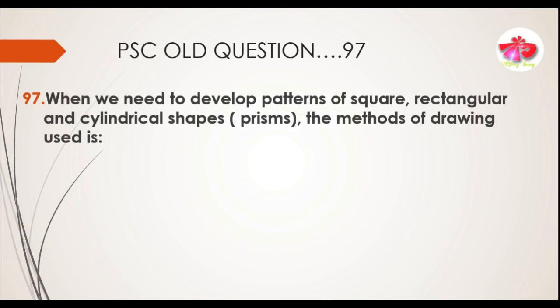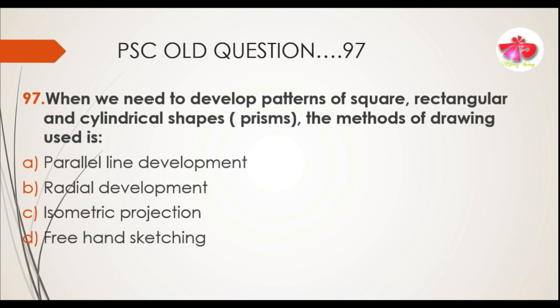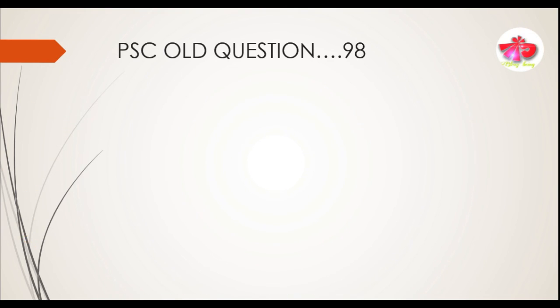Question number 97. When we need to develop patterns of square, rectangles, and cylindrical shapes or prism, the method of drawing used is: parallel line development, option A; radial development, option B; isometric projection, option C; freehand sketching, option D. So friends, when we need to develop patterns of square, rectangles, and cylindrical shapes, that is prisms, the method of drawing used is parallel line development, option A.